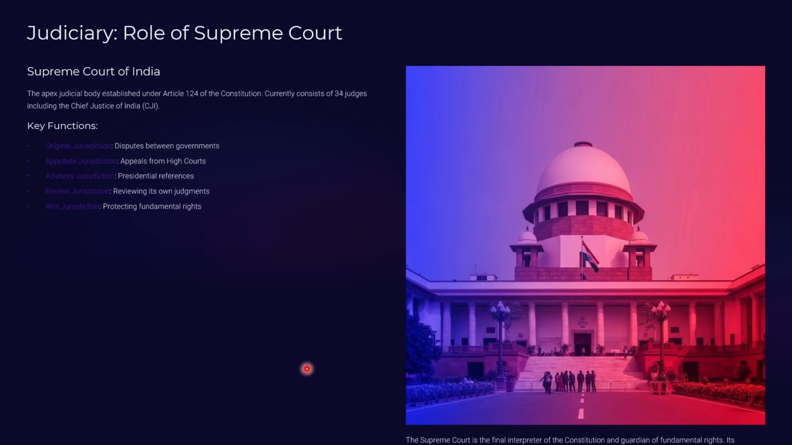Original jurisdiction, so it solves the disputes between governments; appellate jurisdiction, that is appeal from the courts; advisory jurisdiction, presidential references; then review jurisdiction, it reviews its own judgment; and writ jurisdiction, so protecting fundamental rights.